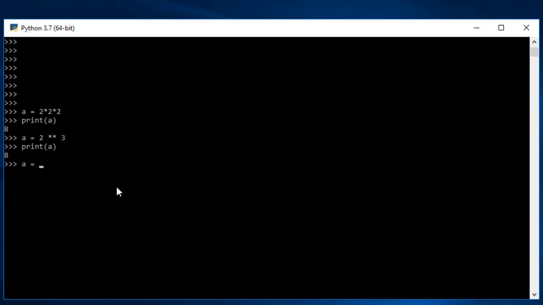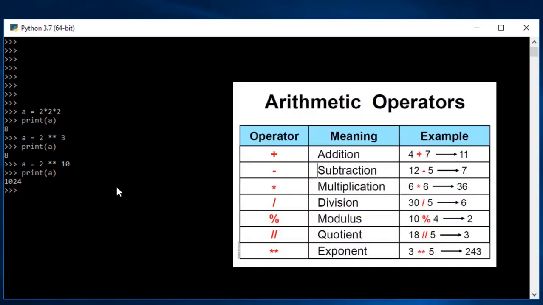Basically, if I want to give the power of 10, I can do the same. I can just use A. So I hope you understand the exponent operator. Now we are done with arithmetic operators.